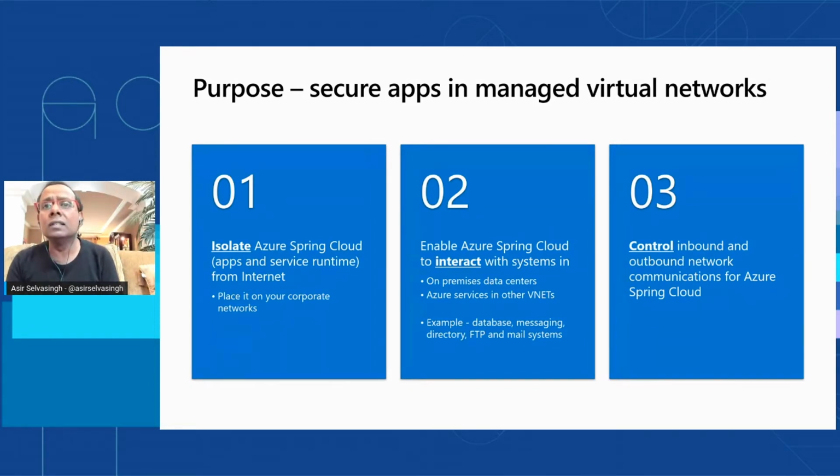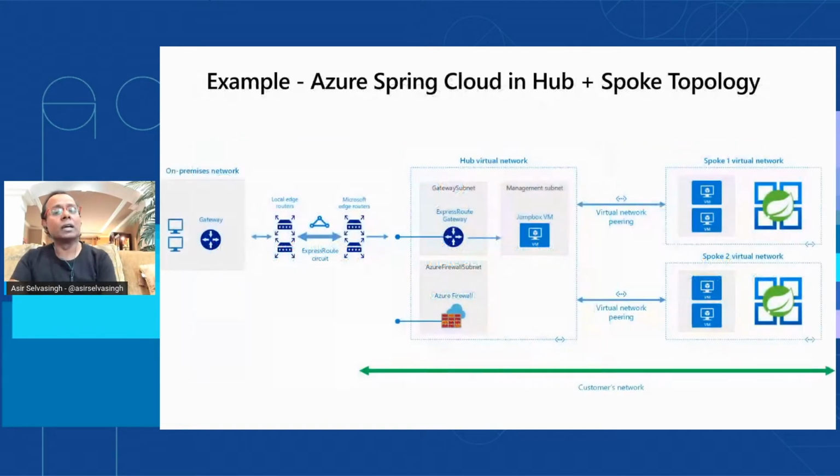And the third reason is you want to control inbound and outbound network communications for your apps as well as service runtime in your Azure Spring Cloud. This way, you are fully in control. So you can isolate, you can enable connectivity to systems on-prem, and you can control ingress and egress for Azure Spring Cloud. Let's take some typical layouts, right?